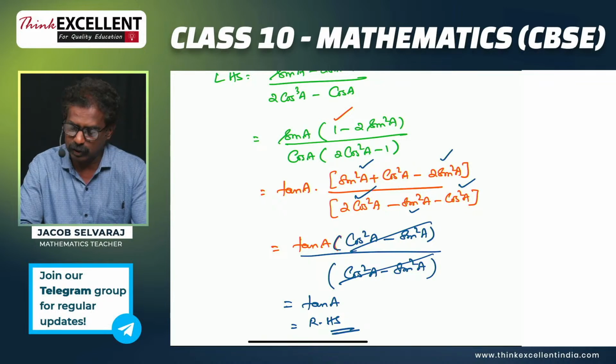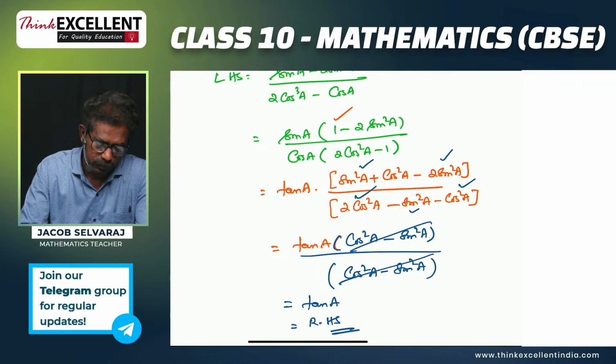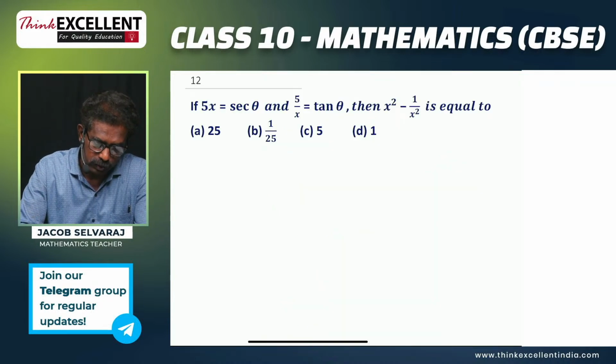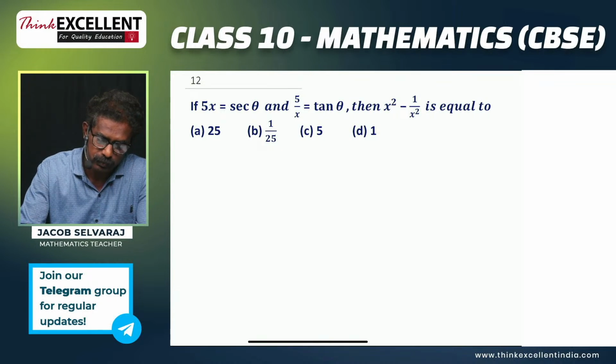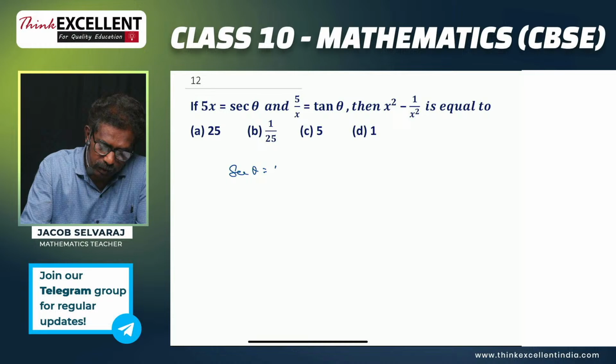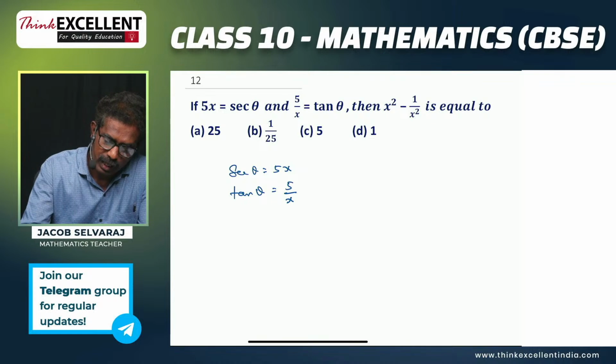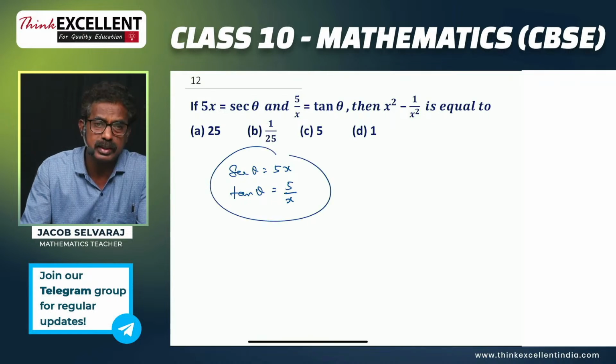So hope you understood this, right? Now let's move on to question number 12, very simple question. 5x equal to secant theta. So secant theta is equal to 5x and tan theta is equal to 5 by x. Whenever you see secant and tan, use the identity.